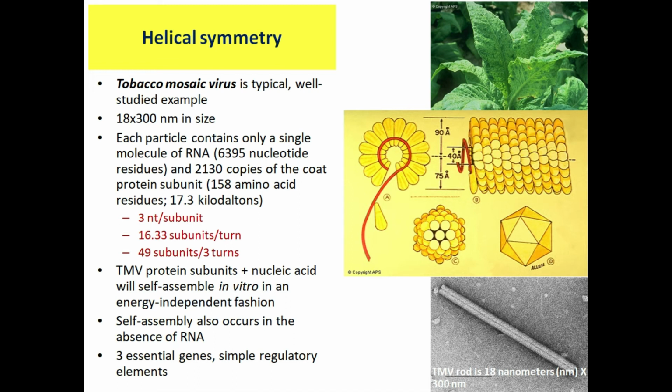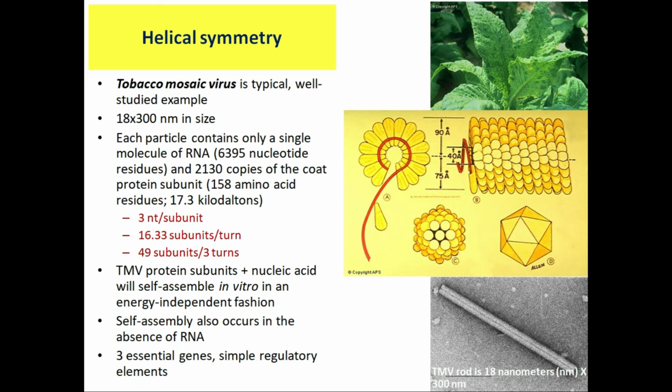And the last point is there are 3 essential genes and there are some simple regulatory elements. So this RNA molecule, which acts as genome in the tobacco mosaic virus, it has essentially 3 genes. Because for virus to infect a plant, only 3 genes are essential, and these 3 genes are replication protein or replicase, movement protein, and coat protein.